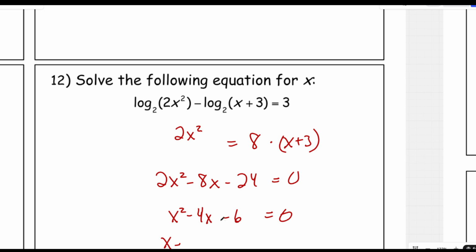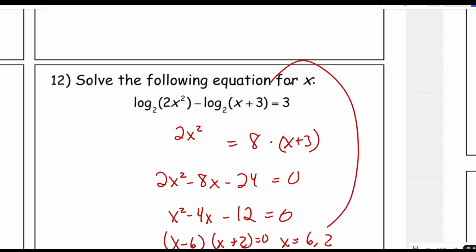Maybe I made a mistake. It doesn't look like it factors. Yeah, what am I doing? That should be 12. I probably made some other factors. For these, you're supposed to plug it back in and make sure it works, but since it doesn't make either of these negative, I guess I'm okay. Yeah.